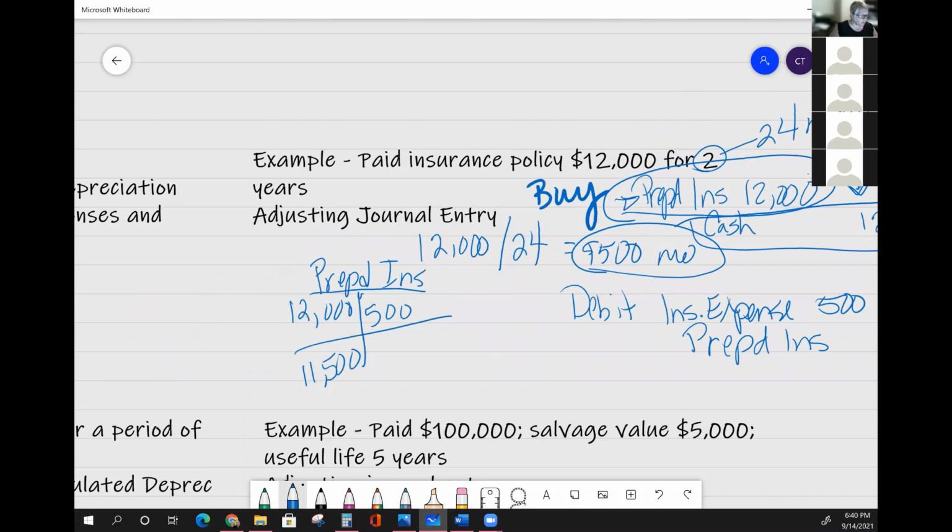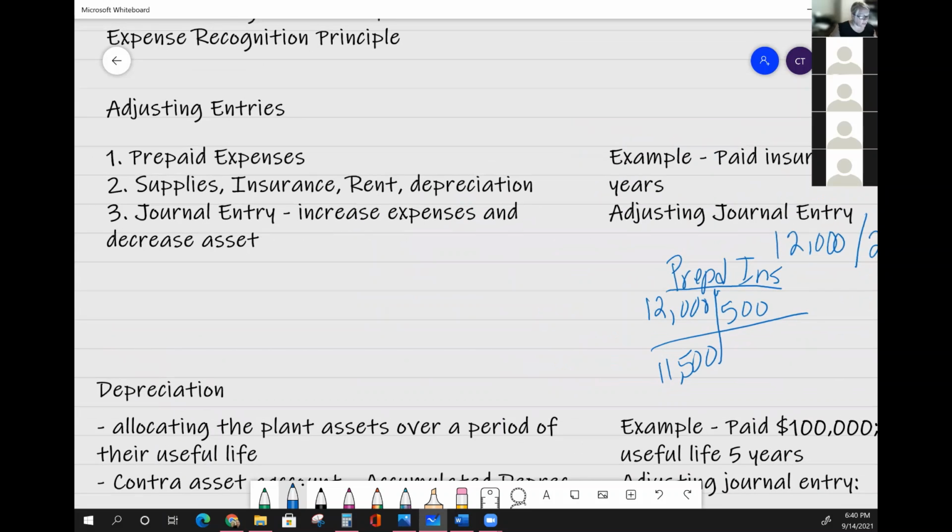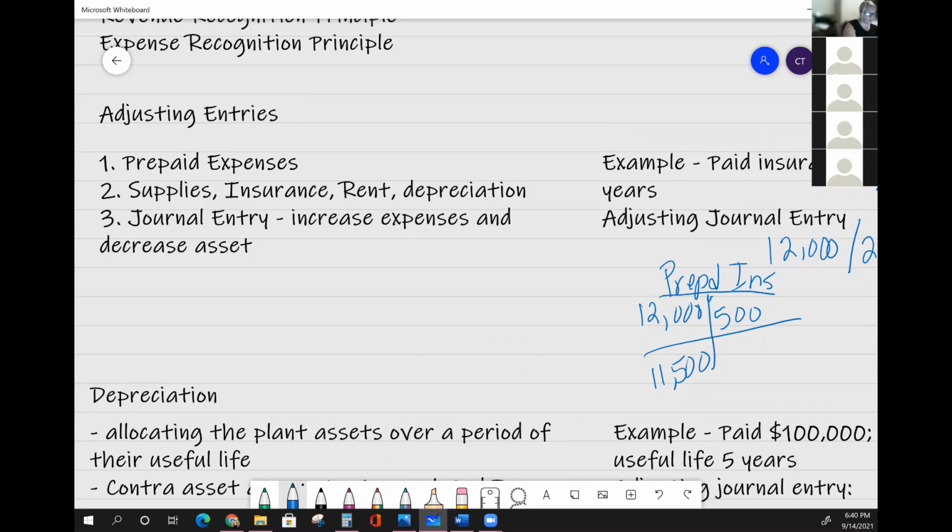Another example was supplies. So let's say we bought supplies of $2,000, and maybe we aren't going to expense that or do the adjusting entry until we know what we used. So we don't have a calculation to say, okay, this $2,000 is going to last me 2 months and it's $1,000 a month. Maybe we do, but maybe we don't. So let's say each month you're going to do a count of what supplies you have left in order to determine what it was that I used.